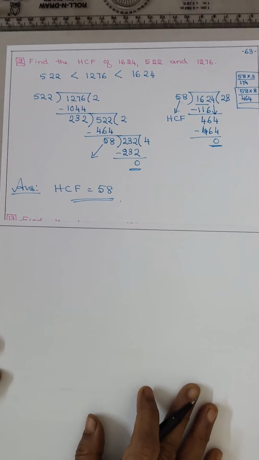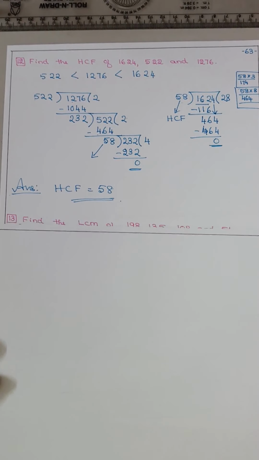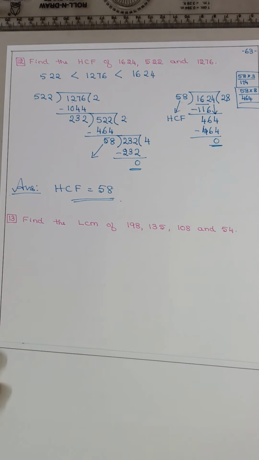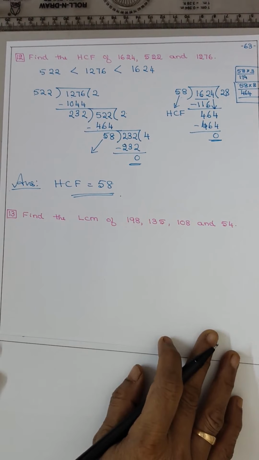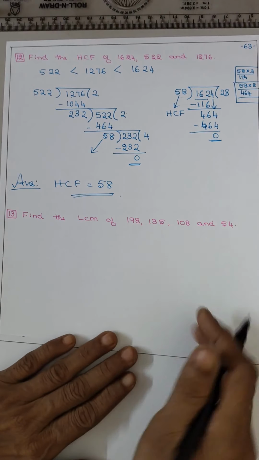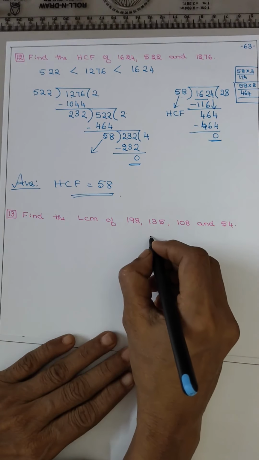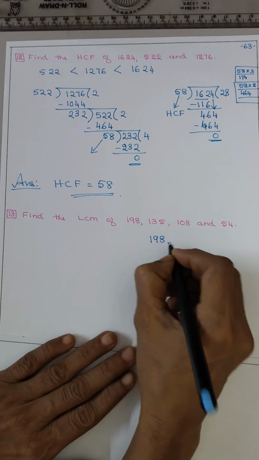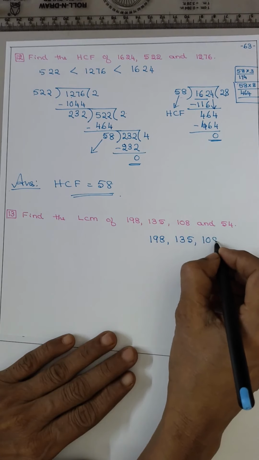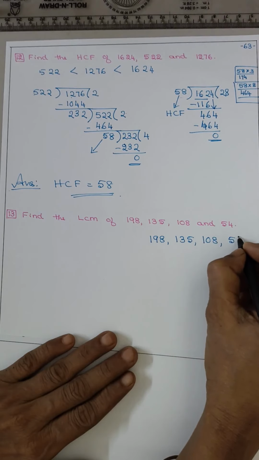Is it clear? Hope everyone understood the HCF method. If it is a very big number, better take care. Now LCM by the common division method, but all the numbers are big: 198, 135, 108, 54.